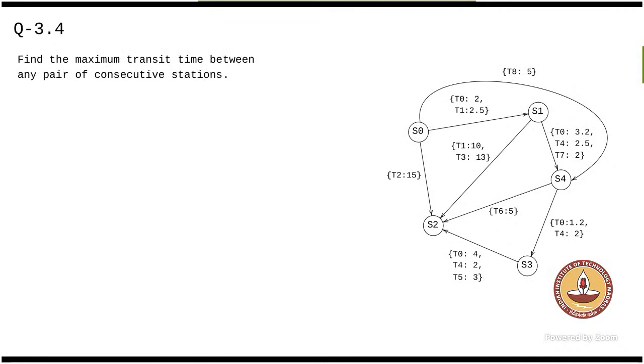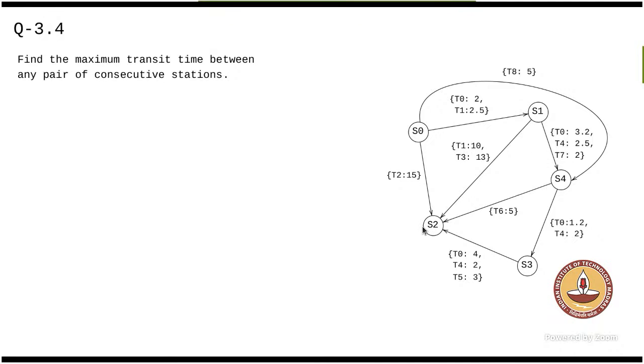And we look at the last question. Find the maximum transit time between any pair of consecutive stations. So for example, let's say S0, S1, that's a consecutive pair. Now you have to find the maximum time it takes to move from one station to the next station across the entire train network here. I think in this case, the answer is 13. It takes 13 hours to go from S1 to S2.